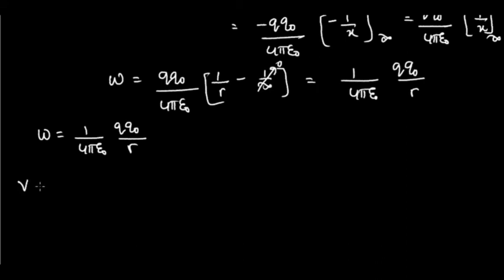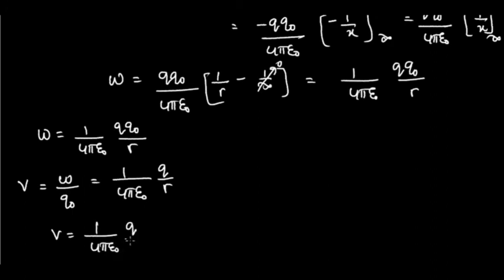But what is potential? Electric potential is equal to W by q naught, work done per unit positive charge. So if W is this much, then W by q naught will be how much? 1 by 4 pi epsilon naught q by r. So this is the mathematical expression for the electric potential due to a point charge. The value is V equal to 1 by 4 pi epsilon naught q by r.